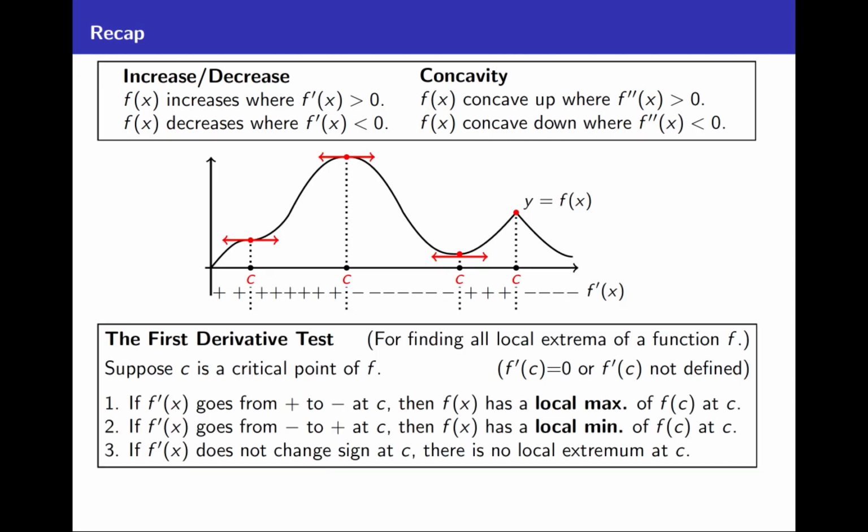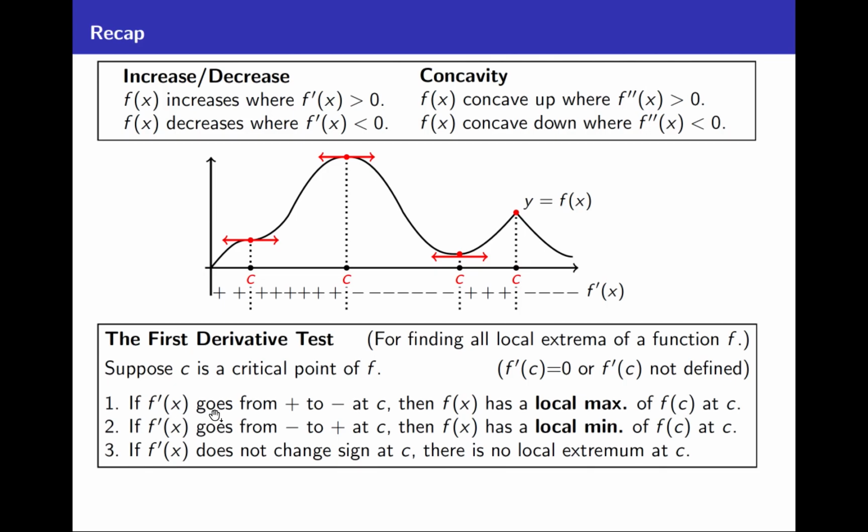We've also established the first derivative test for finding all the local extrema of a function f. And it works like this. Suppose you've got a critical point of your function f. In other words, that means f prime of c is equal to 0, or f prime of c is not defined. So like one of these values of c indicated here.